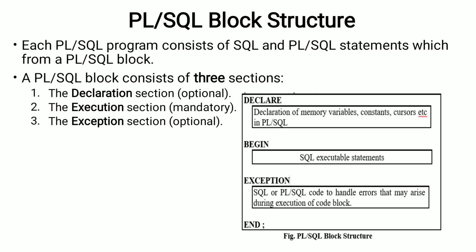Let us see the PL/SQL block structure. Each PL/SQL program consists of SQL and PL/SQL statements which form a PL/SQL block. Here the PL/SQL block consists of three sections. First one is declaration section, second one is execution section, and third one is exception section. As I said, it consists of three sections as given in the figure. The declare section consists of declaration of memory variables, constants, cursors, etc. in PL/SQL.